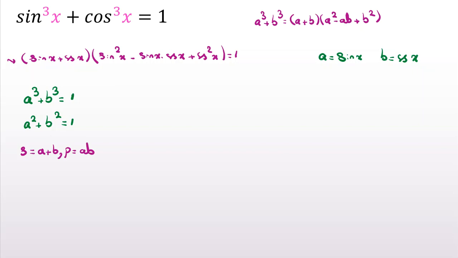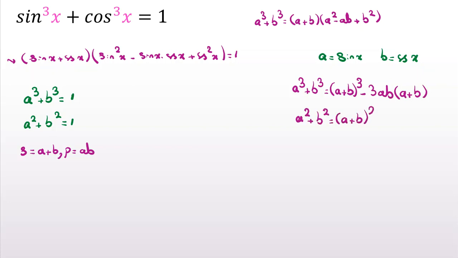And we have a famous identity. The famous identity is what? If we have a cubed plus b cubed, we can write it as a plus b whole cubed minus 3ab times a plus b. You should memorize it, so much useful in many problems. And a squared plus b squared equal to a plus b whole squared minus 2ab. And then here, because of this identity, a cubed plus b cubed is s cubed minus 3ps equal to 1. And by using the other identity, s squared minus 2p is 1.